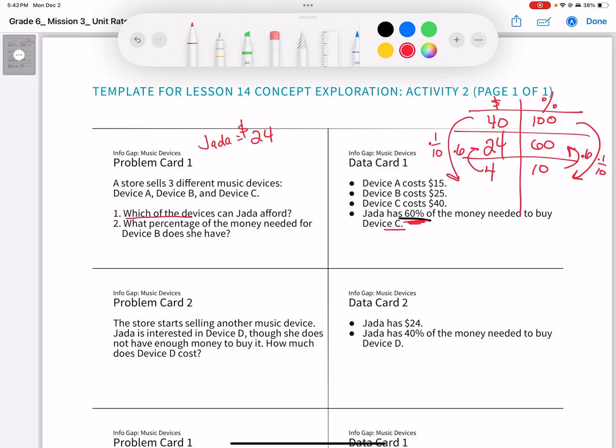So, which of the devices can Jada afford? She can afford A, definitely. Can she afford B? Nope, she's $1 short, and she definitely can't afford C. So what percentage of the money needed for device B does she have?